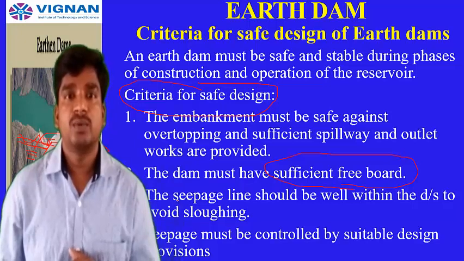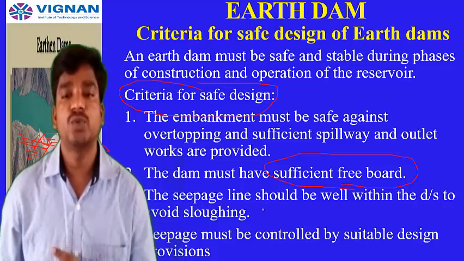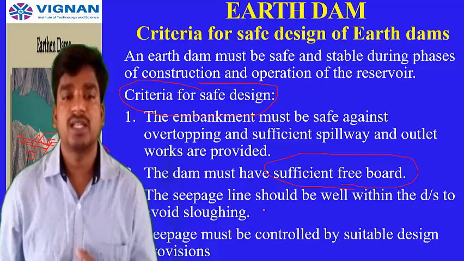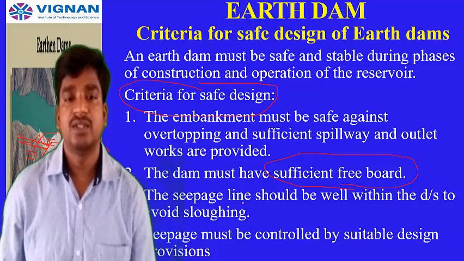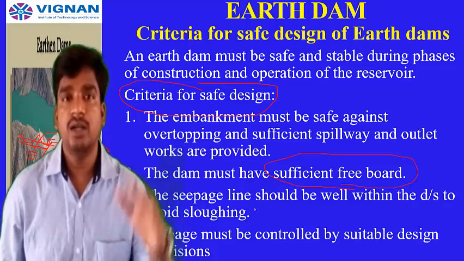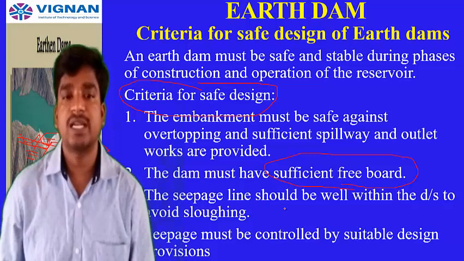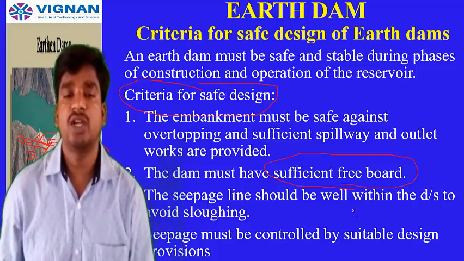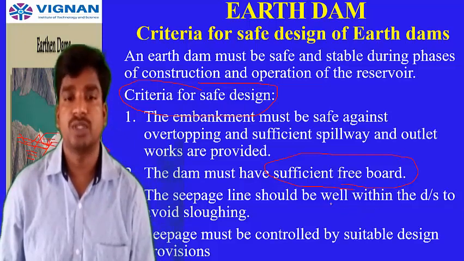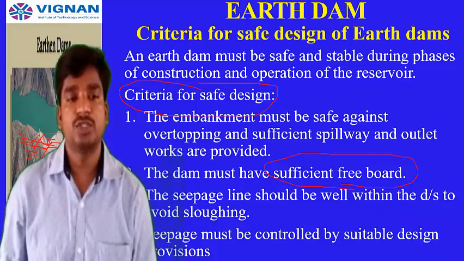Okay. Now moving on to the next point, the seepage line should be well within the downstream to avoid sloughing. What is the meaning of sloughing? Sloughing action, we already saw, right? That is sliding or going down. So this sliding can be avoided when the seepage line is well within the downstream side. It should not touch the downstream face. It should be within, like this. Whatever the portion is there, that should be like this.